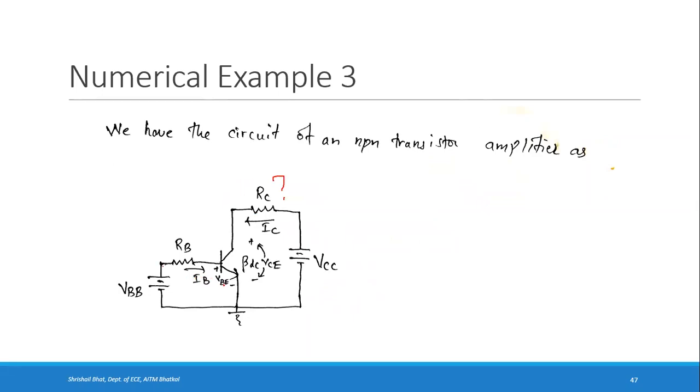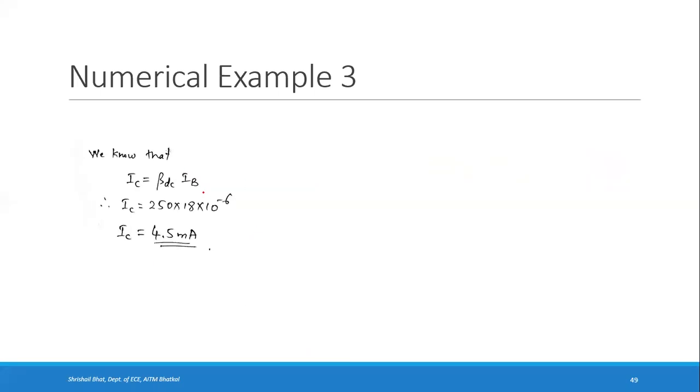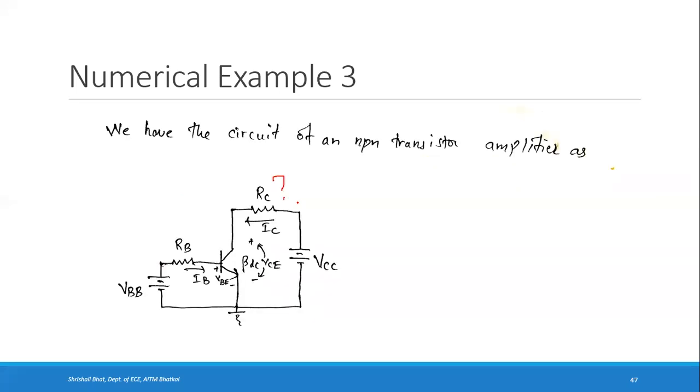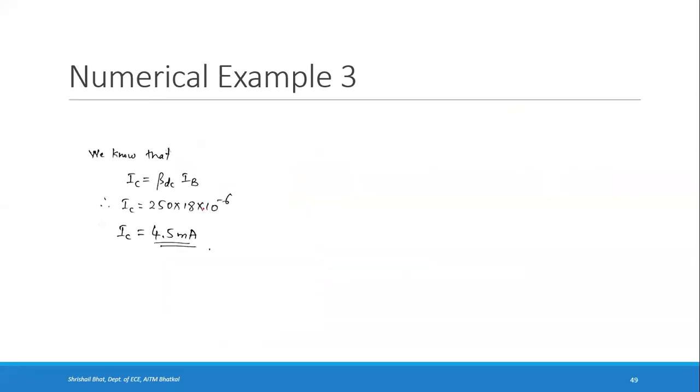Once you get IB, you can calculate the value of IC. Why do we want IC? Because we want the resistance RC, right? So you can find that by using IC. What is IC? IC will be equal to beta DC into IB. You know this equation. Beta DC is given, that is the transistor gain is 250. IB you have calculated as 18 microamps. If you substitute, you'll get the value of IC as 4.5 milliamps.